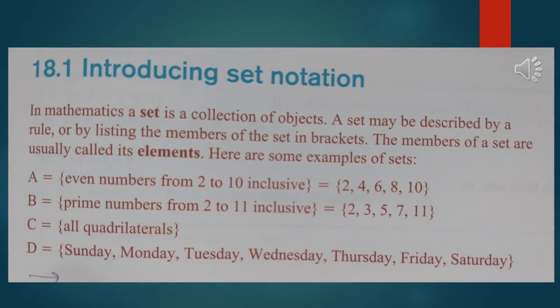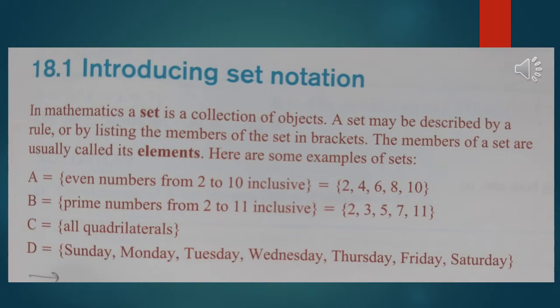18.1 Introducing set notation. In mathematics, a set is a collection of objects. A set may be described by a rule or by listing the members of the set in brackets. The members of a set are usually called its elements. Here are some examples of sets.